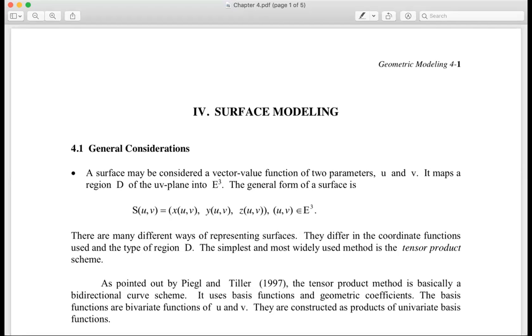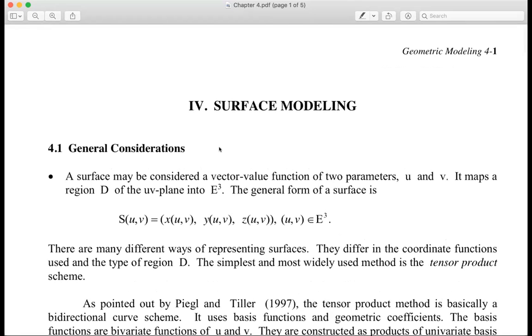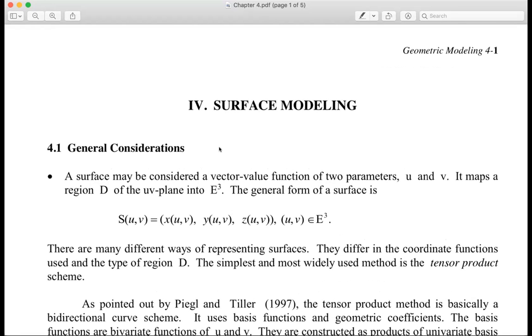Okay, first of all, I will have to start with this lecture note. If you can remember, we have 6 files for lecture notes, and this one is the 4th. And today I will start with what we call the application of curve modeling. That is surface modeling. And surface modeling is very important in computer graphics and CAD, computer aided design, right?